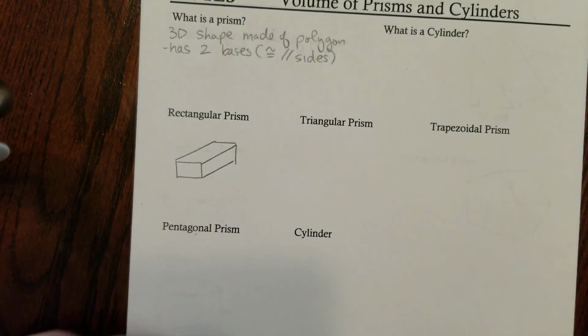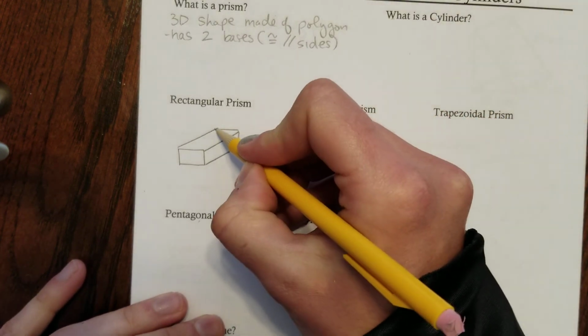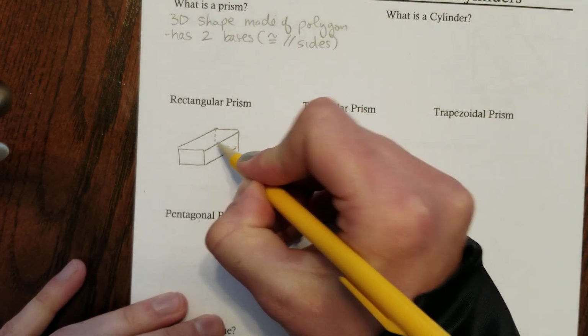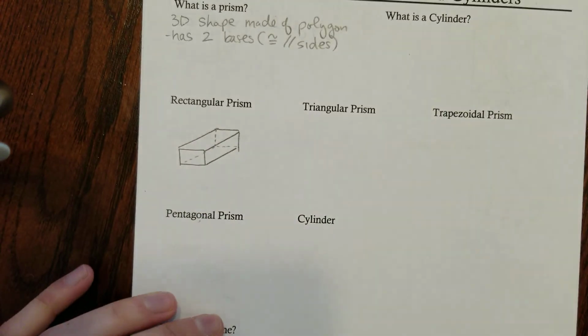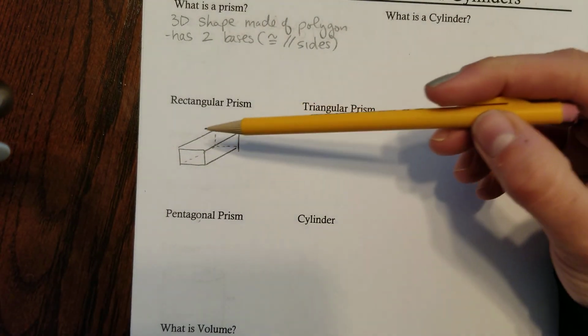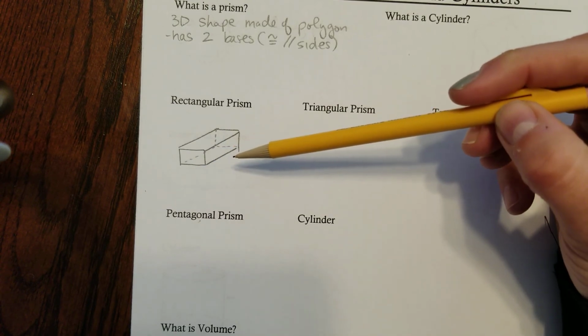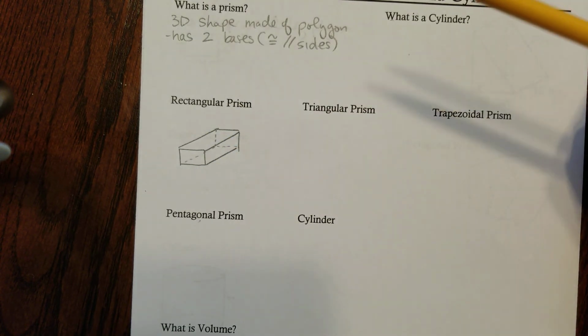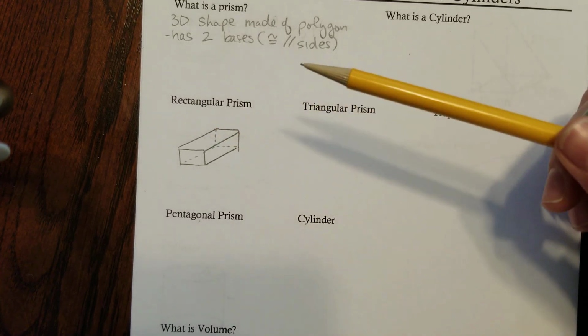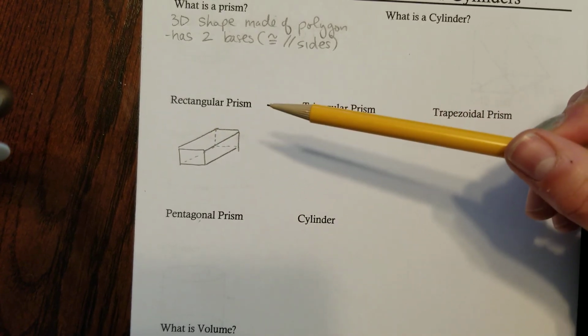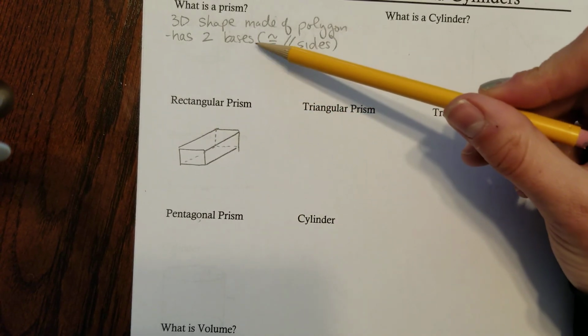Now in a rectangular prism, I'm actually going to draw this so it looks three-dimensional. In a rectangular prism, the top and the bottom are parallel and congruent, the front and the back are parallel and congruent, and the left and the right are parallel and congruent. So any of those three sets can actually be considered bases.